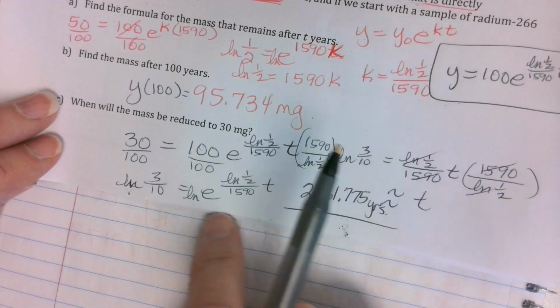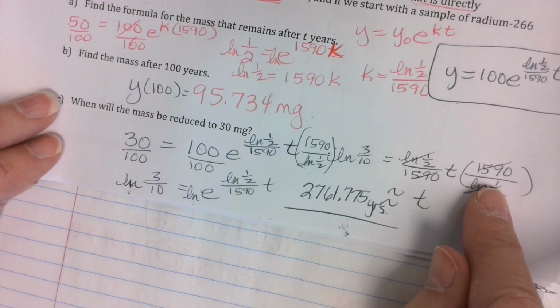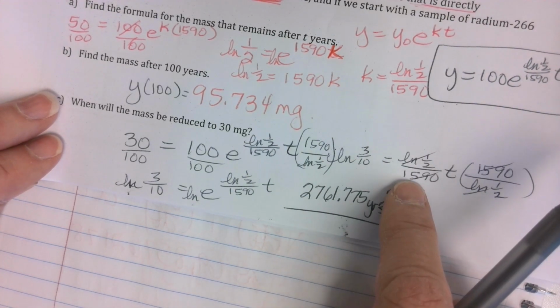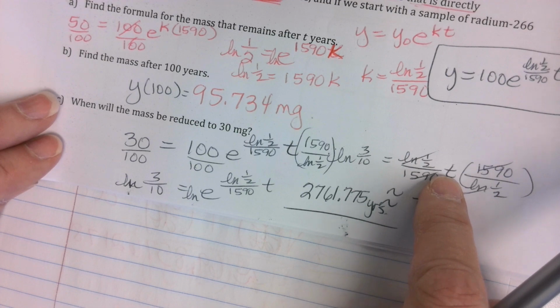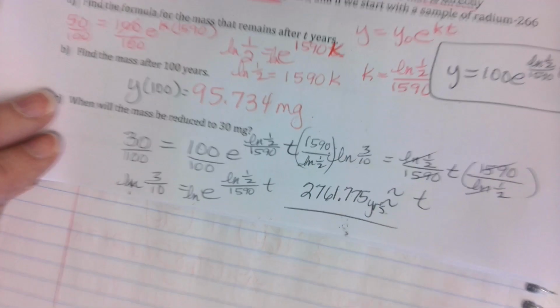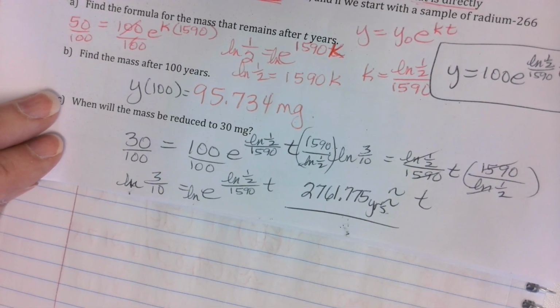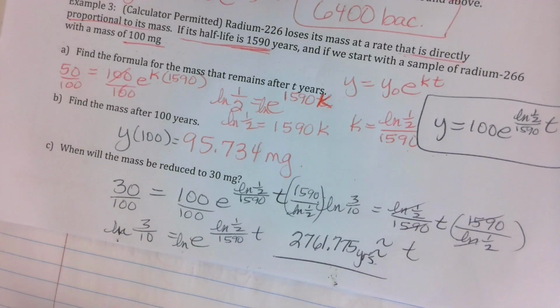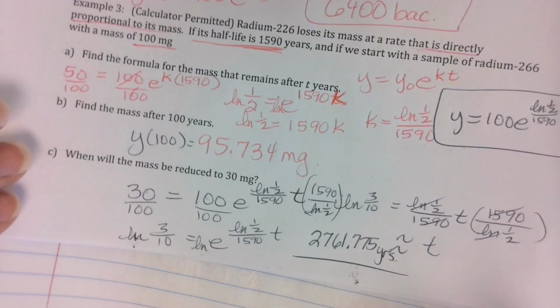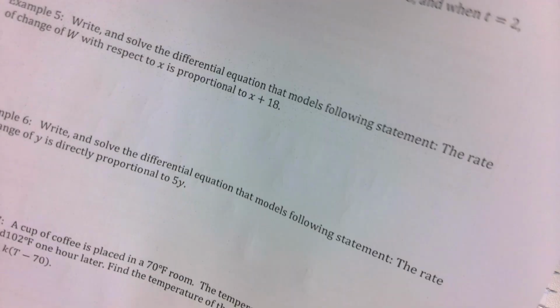No, I flipped it. I multiplied it by the reciprocal of k. Yeah, because the k was being multiplied by t, so I could have divided by k. Yeah, I could have divided the ln of 3/10 by k. All right, let's see if we even have to do this problem.